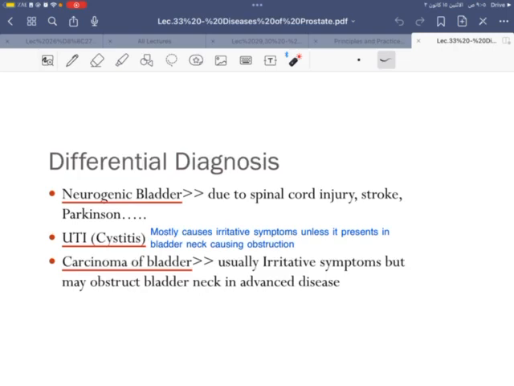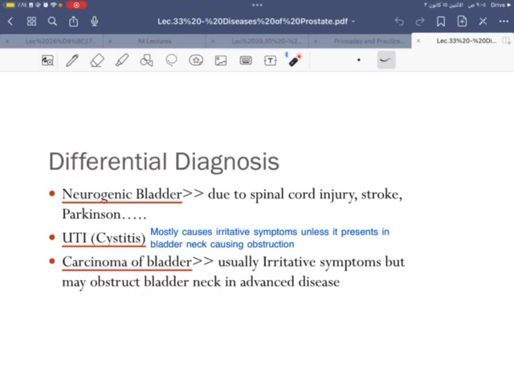Okay. Urinary tract infections, cystitis, proliferative LUTS, carcinoma of bladder, TCC of bladder usually presents with irritative urinary tract symptoms as well. It may present with obstructive symptoms too, if the bladder cancer is at the bladder neck causing obstruction.